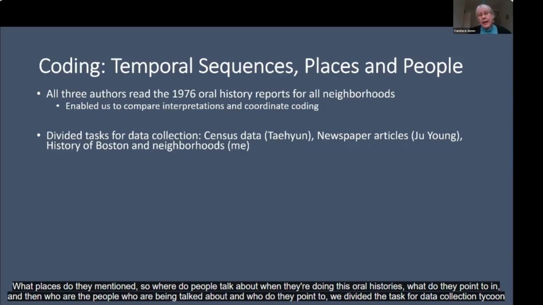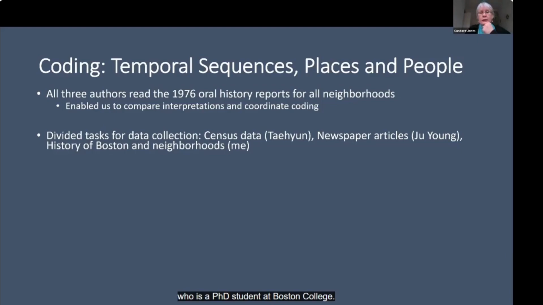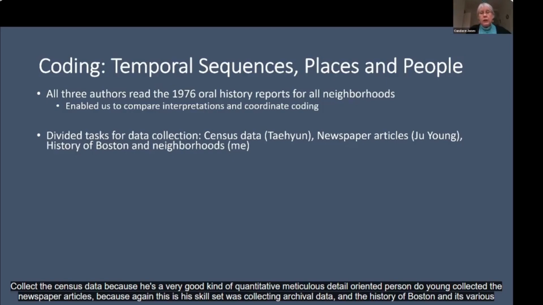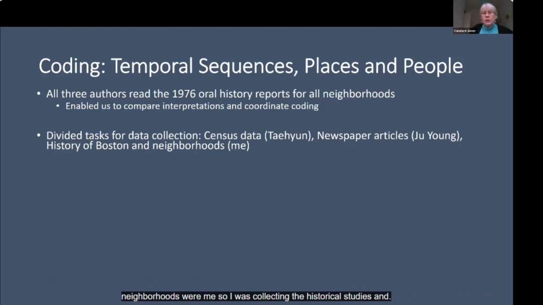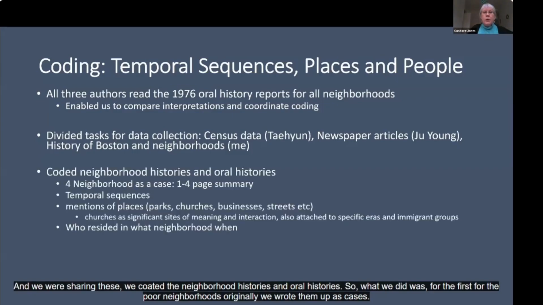We divided the task for data collection. Tyhoon, who is a PhD student at Boston College, collected the census data because he's a very good quantitative, meticulous, detail-oriented person. Ju Young collected the newspaper articles because that's his skill set, collecting archival data. And the history of Boston and its various neighborhoods were me, so I was collecting the historical studies, and we were sharing these. We coded the neighborhood histories and oral histories.